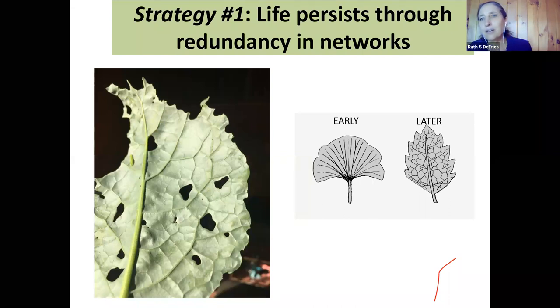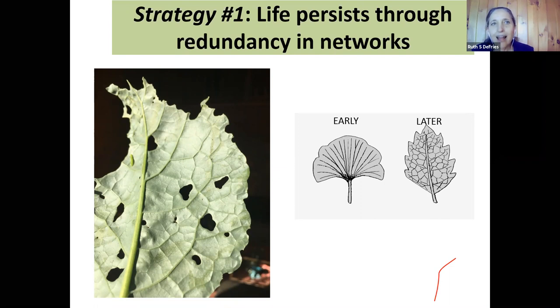So the question is, why would a plant invest in building all of those veins? Wouldn't it be more efficient to just construct less veins, because it's an investment of materials and energy for a plant to grow those veins. And a plant needs a leaf to have veins to be able to move water throughout a leaf and to be able to bring the sugars back.